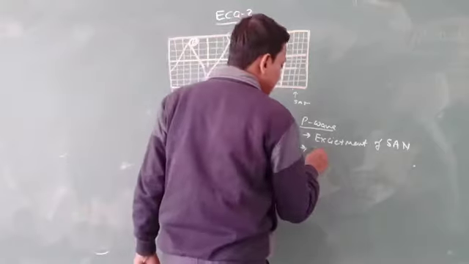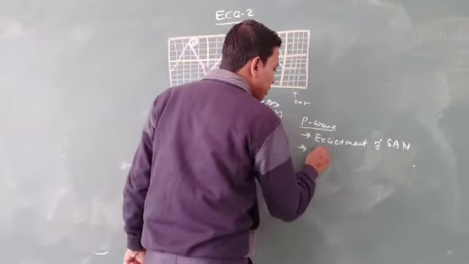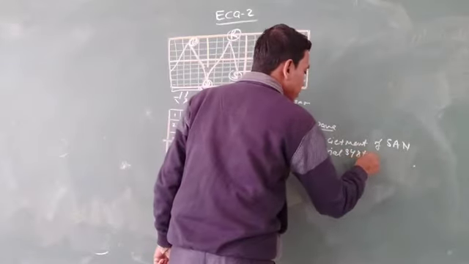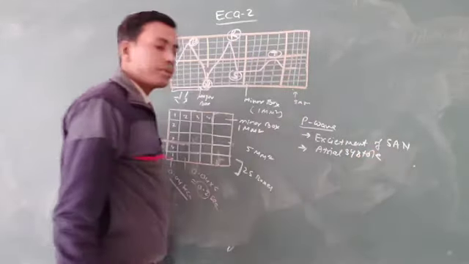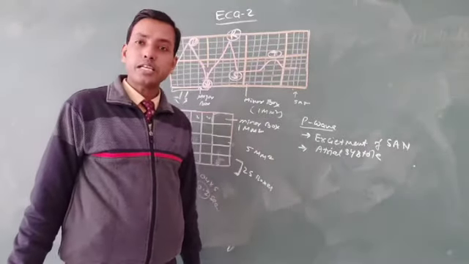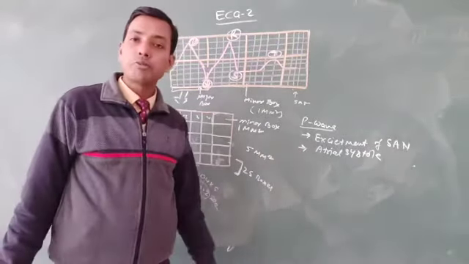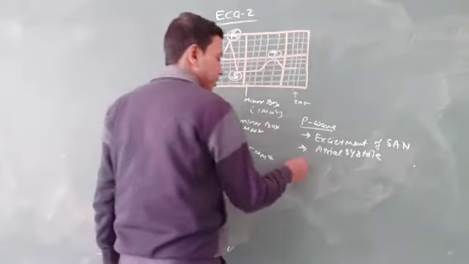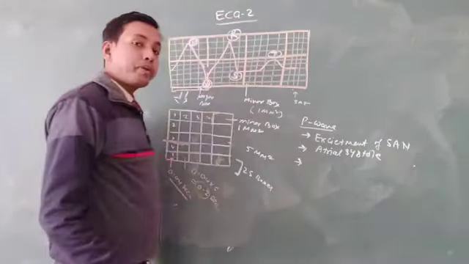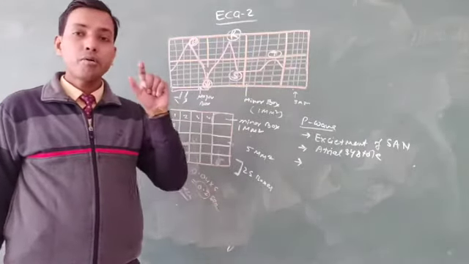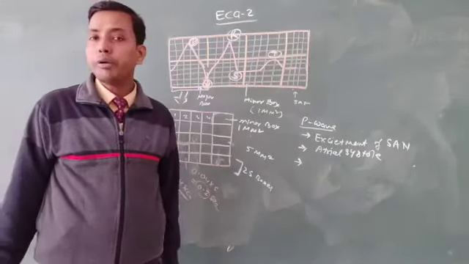So we can say that the P wave also denotes the atrial systole. This is the P wave, generated by the SA node, and it is responsible for the atrial systole. In this way, the P wave is responsible for flowing the blood from both atria to the ventricles.